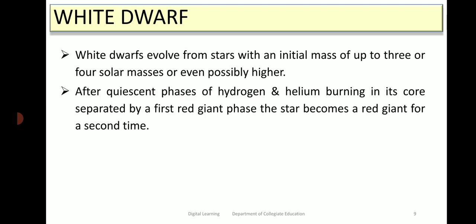Now, white dwarfs. What are white dwarfs? See, white dwarfs evolve from stars with an initial mass of up to 3 or 4 solar masses, or even possibly higher. After quiescent phases of hydrogen and helium burning in its core, separated by a first red giant phase, the star becomes a red giant for a second time.